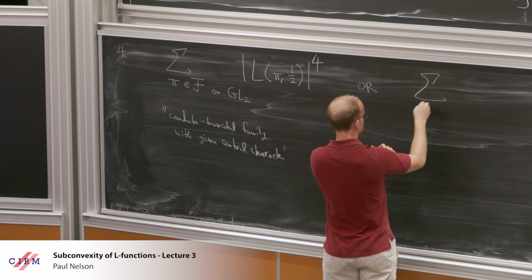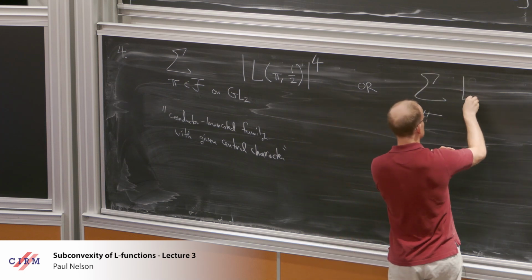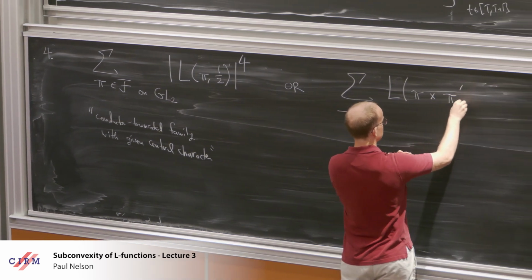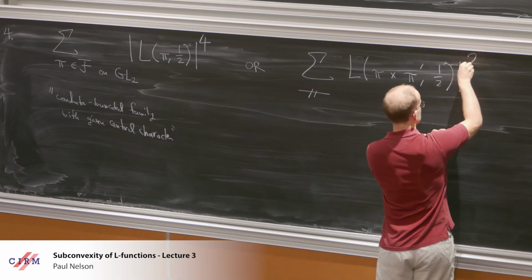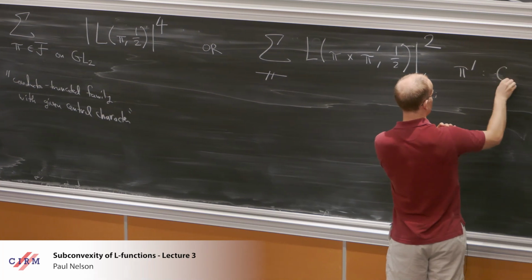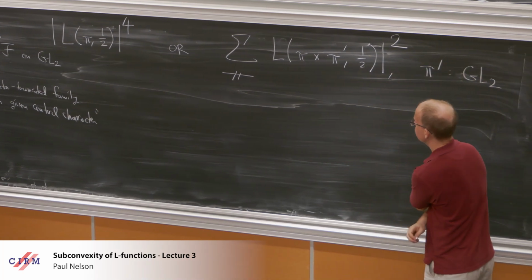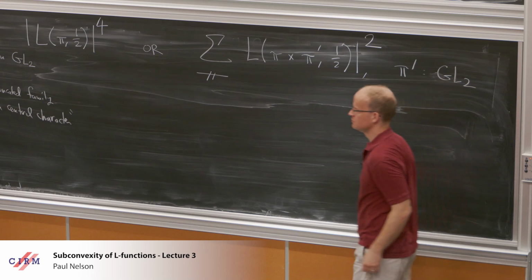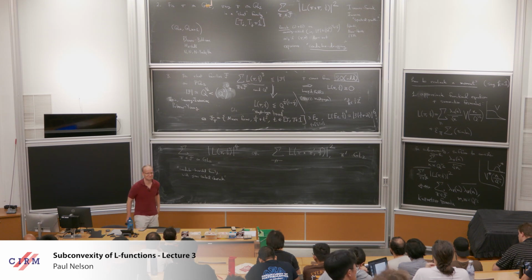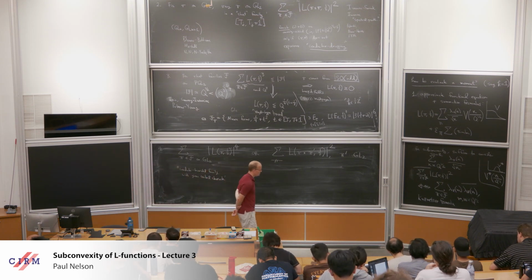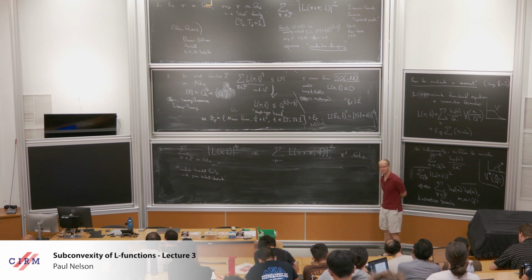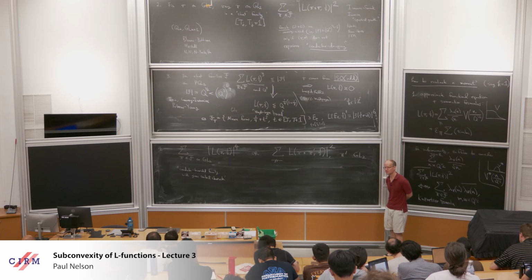The other thing you could take is a sum in the same sense, but maybe you take a Rankin-Selberg convolution like so, where pi prime is also on GL2. You can either take it to be fixed or you can let it vary simultaneously. Both are fair game, but maybe taking it to be fixed is a good first step.